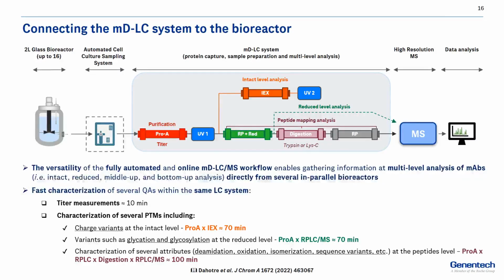Fast characterization of several quality attributes within the same LC system was possible. For example, a titer measurement was done in 10 minutes, and characterization of several PTMs, including charge variants at the intact level or glycation or glycosylation at the reduced level, were performed in 70 minutes. Finally, characterization of several attributes such as deamidation or oxidation at the peptide level were done in about 100 minutes.